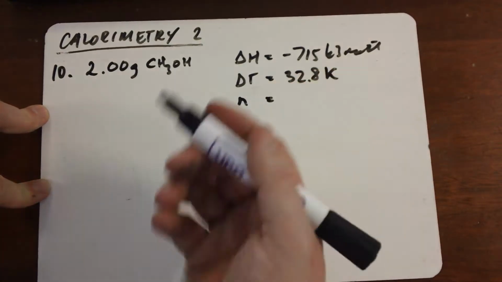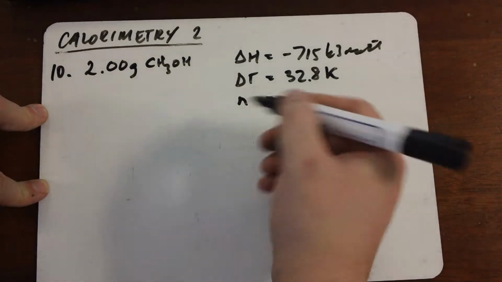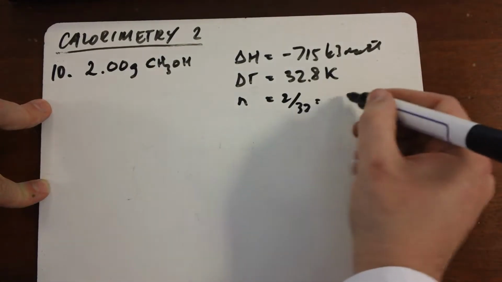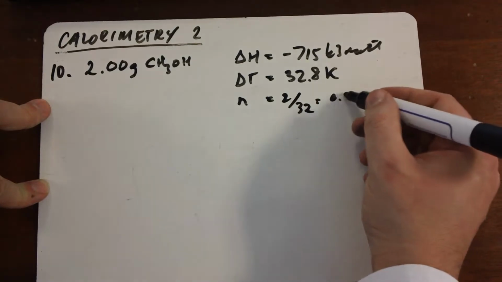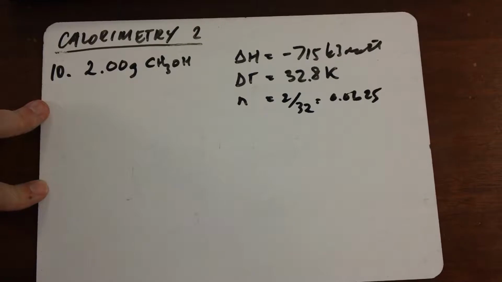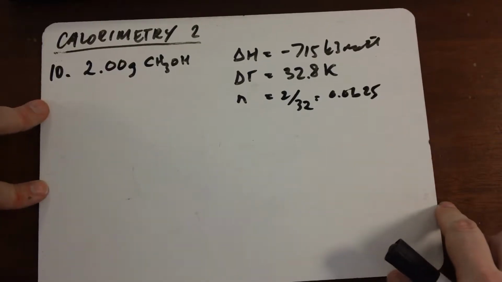And you're also told the 2 grams, so you can work out the number of moles of this substance used, and that would be 2 divided by 32, and that equals 0.0625 moles of methanol used to calibrate the equipment.